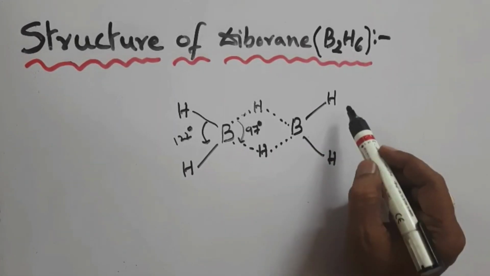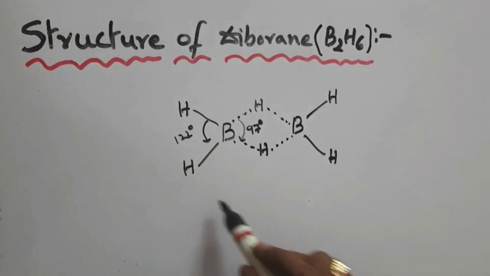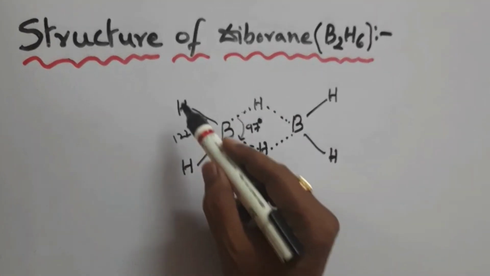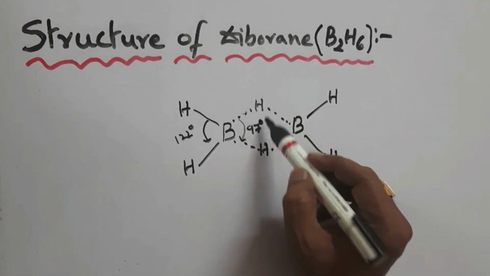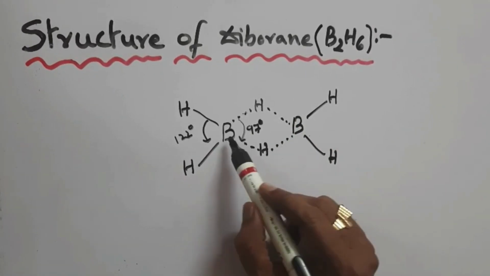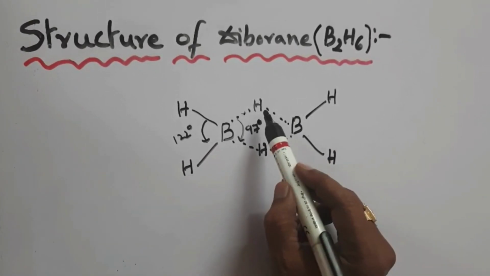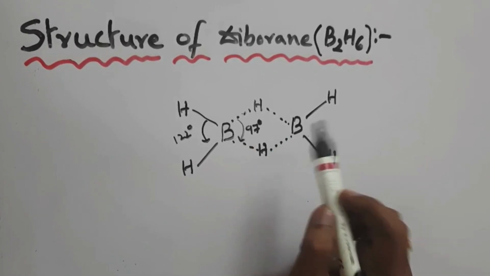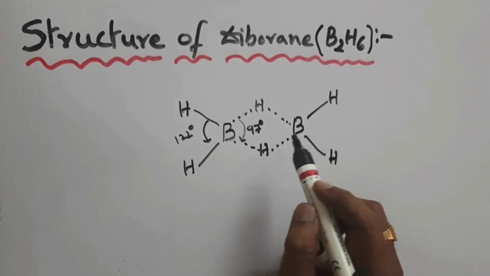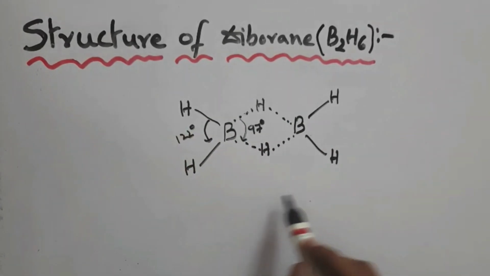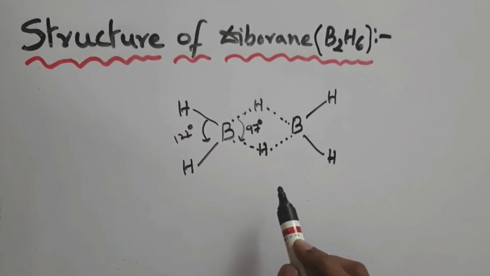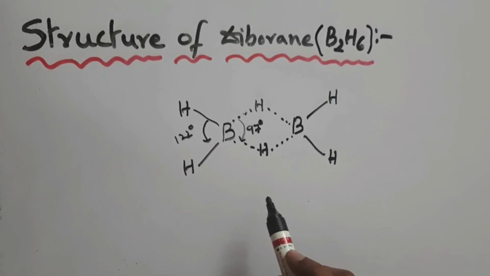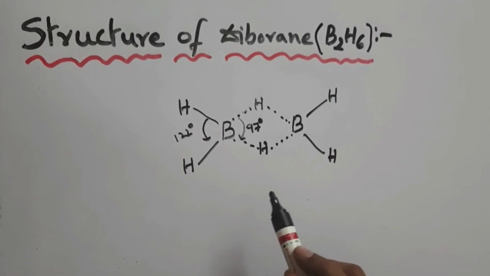So there are 2 types of hydrogens in diborane. The 4 hydrogens which are at the terminals are called terminal hydrogens, and these 2 hydrogens which are bridged between the 2 boron atoms are called bridged hydrogens. Now, how do you explain the so-called experimental structure of diborane by using orbital theory or valence bond theory? That is another important point.